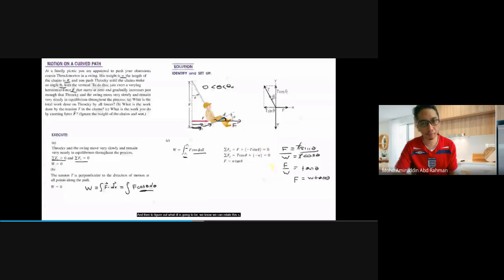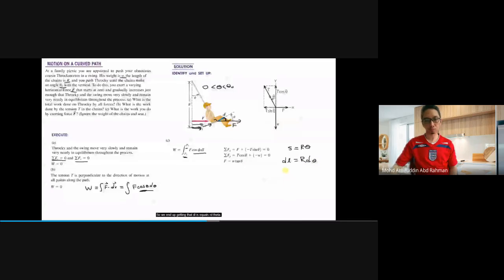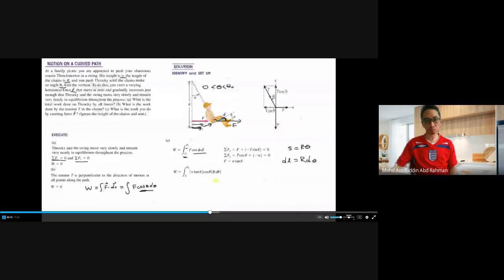And then to figure out what dl is going to be, we know we can relate this s, this arc length, to r theta by the equation s equals r theta. So some small change along the arc would be dl, and that'll correspond with r times some small change in theta. So we end up getting that dl equals r d theta. And finally, this lets us know what we're going to be integrating with respect to, which is theta.